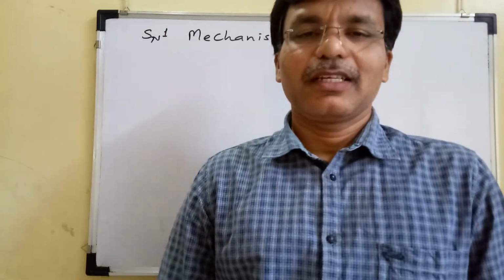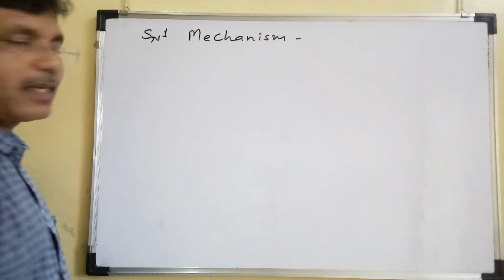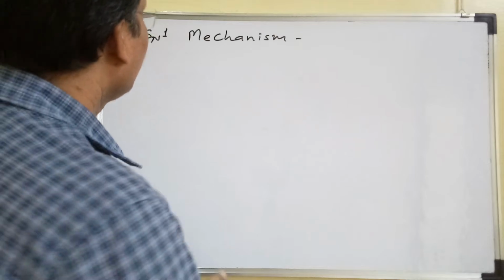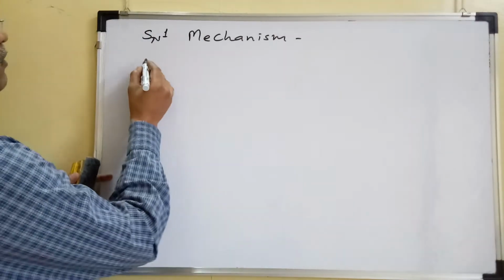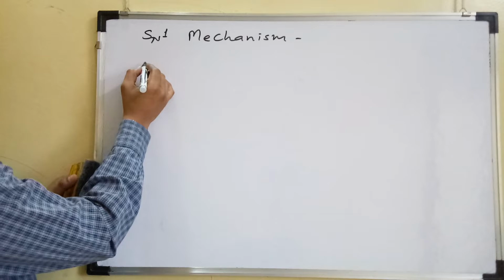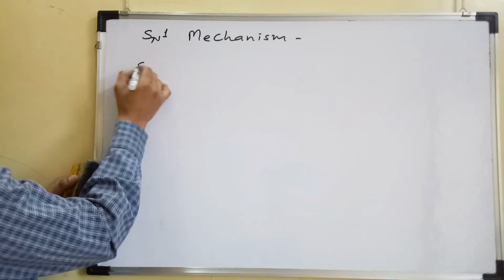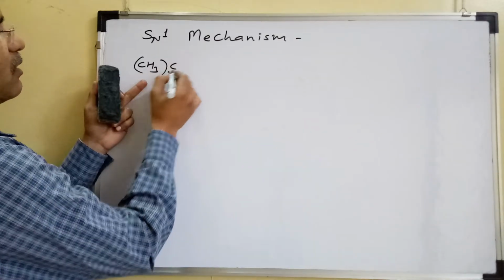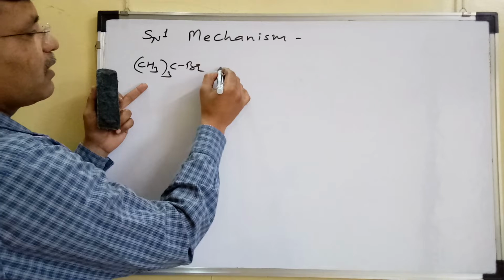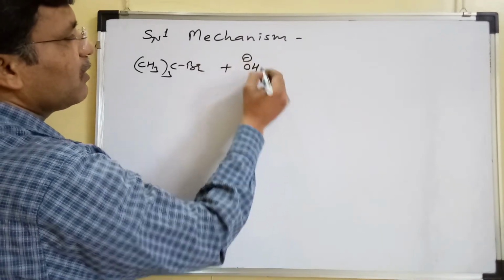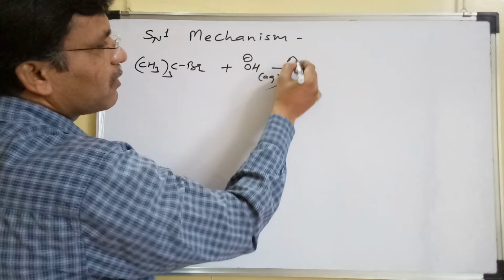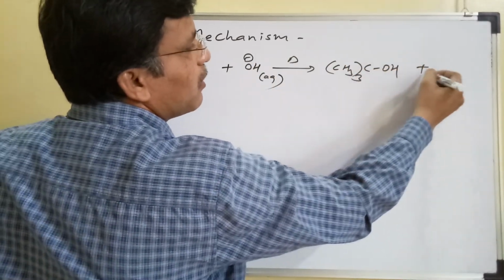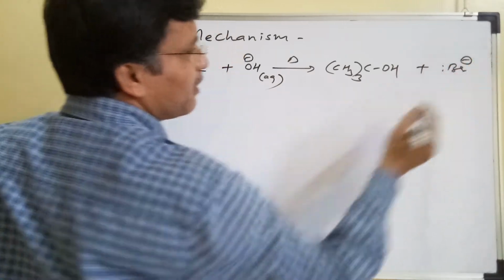Hello friends, welcome. In this video we will see the SN1 reaction mechanism. In the previous video we have seen the SN2 reaction mechanism. This mechanism we will see with the help of the example of tertiary butyl bromide and hydroxide ion concentration. So hydrolysis of tertiary butyl bromide means this is tertiary butyl bromide and this hydroxide ion concentration is in aqueous. We will get tertiary butyl alcohol and this Br minus.